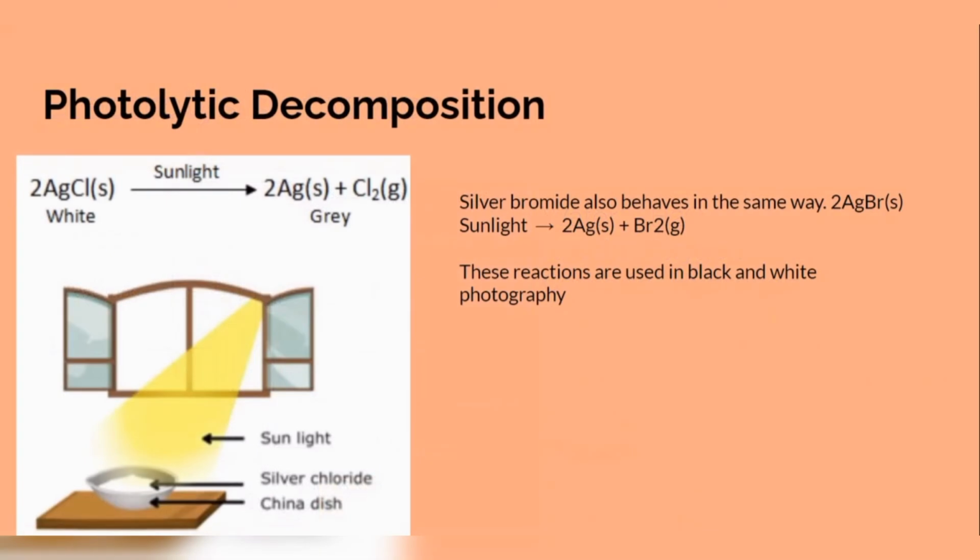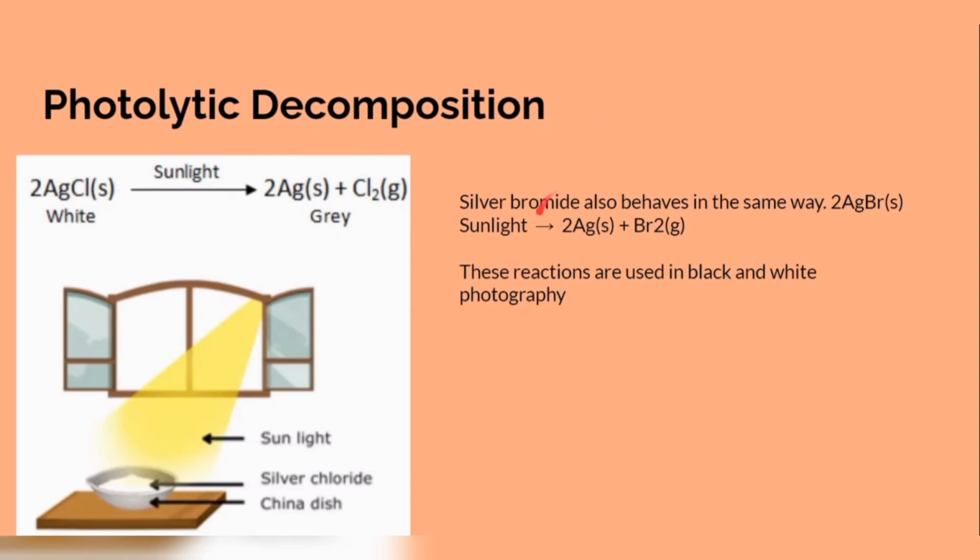Now, the third type of decomposition is photolytic decomposition. Photo means light. If you keep silver chloride, which is white in color, it undergoes decomposition. It breaks down to form silver and chlorine. The white silver chloride breaks down to give silver, which is gray in color, and the gas produced is chlorine, which is greenish yellow in color. This is an example of photolytic decomposition.